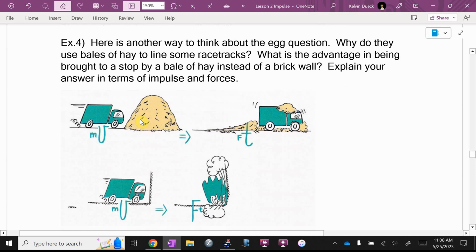Here's another way to think about the egg question. Why do they use bales of hay to line some racetracks? What's the advantage in being brought to a stop by a bale of hay instead of a brick wall? Well, if you're brought to a stop, you still have the same impulse, the same mass times big velocity. What's the final velocity, or final momentum, of any collision? Zero. So you've got to get rid of all of that. You can either have small force, big time, or you can have big force, small time. Same idea.